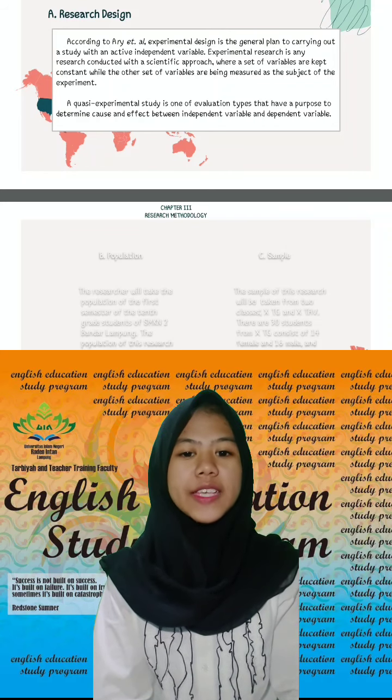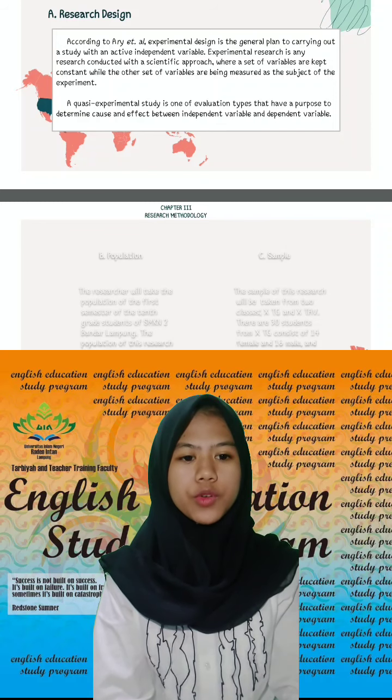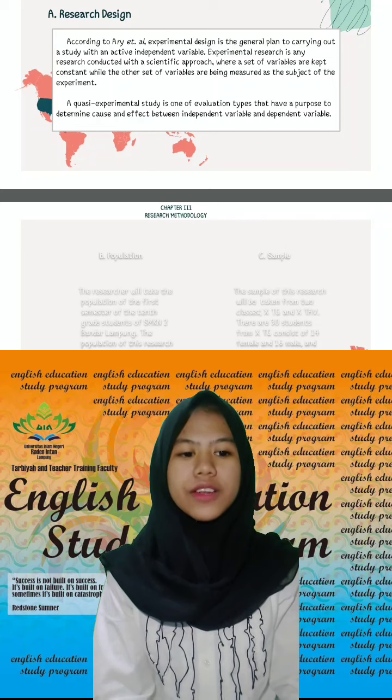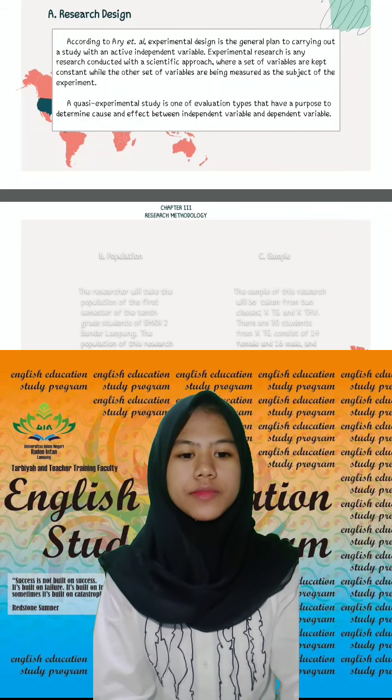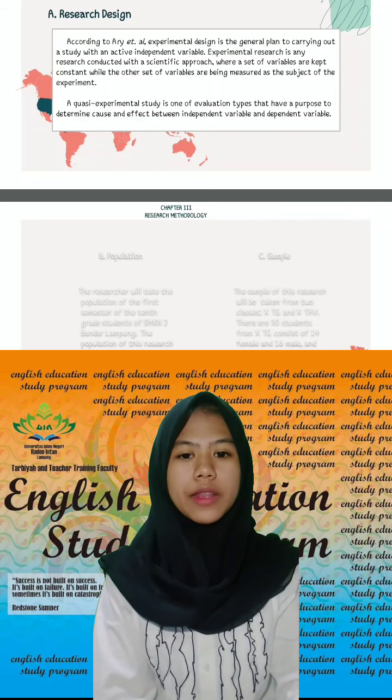According to Ari, experimental design is the general plan for carrying out a study with an active independent variable. Experimental research is any research conducted with a scientific approach where a set of variables are kept constant while the other set of variables are being measured as the subject of the experiment.